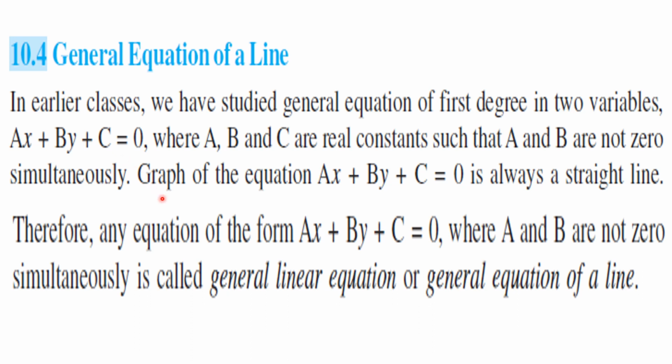Okay, my children? Right. The graph of the equation ax plus by plus c is equal to 0 is always a straight line. If you draw the graph of this equation on a graph sheet, we get a straight line. Therefore, any equation of the form ax plus by plus c is equal to 0, where a and b are not 0 simultaneously, is called the general linear equation or general equation of a line. Okay, my children, remember this equation ax plus by plus c is equal to 0 is said to be the general equation of a line. Understood this point? Right.